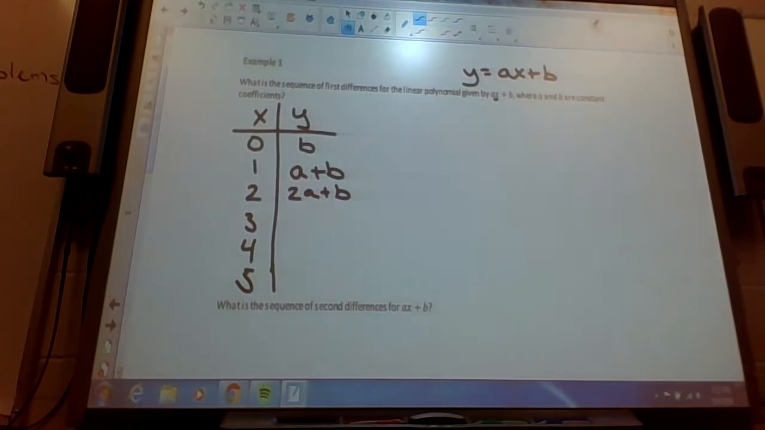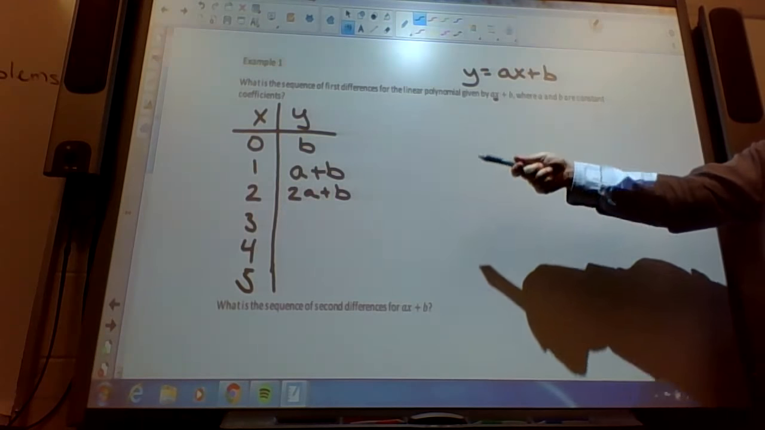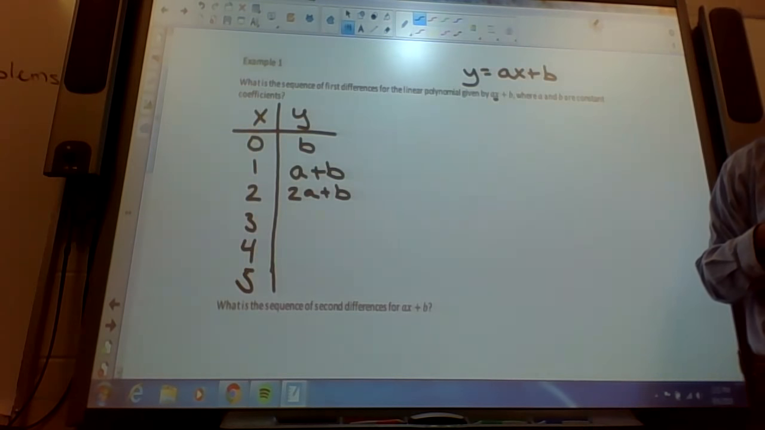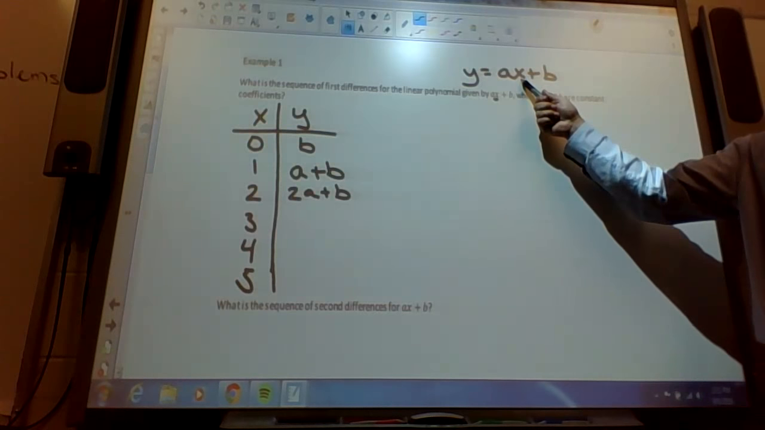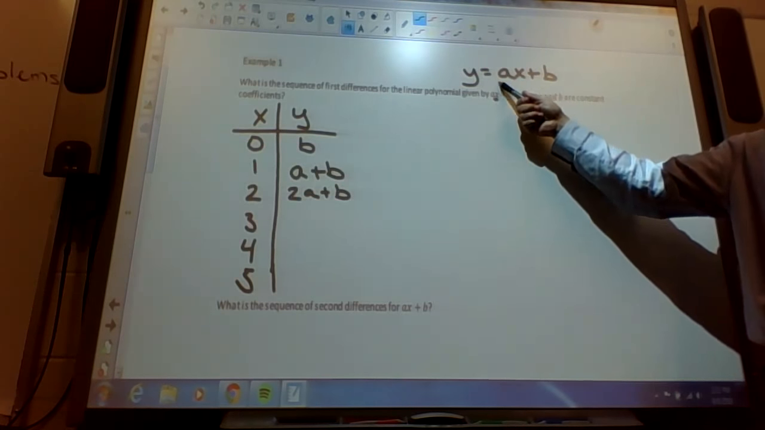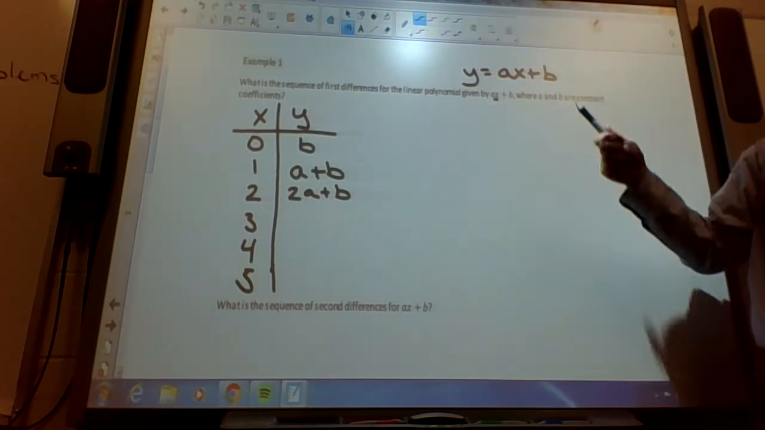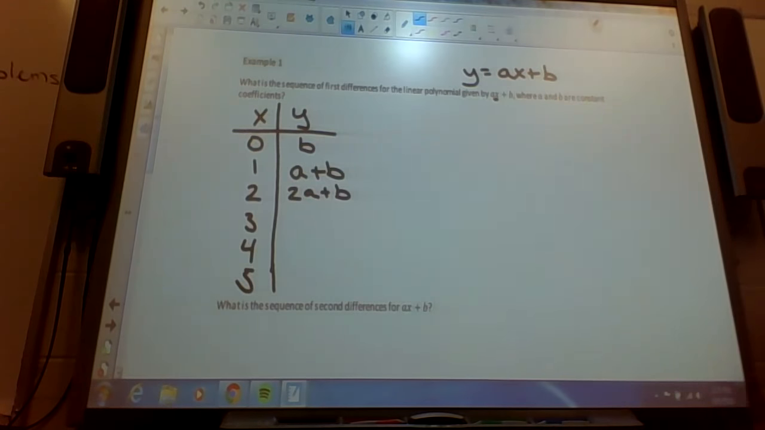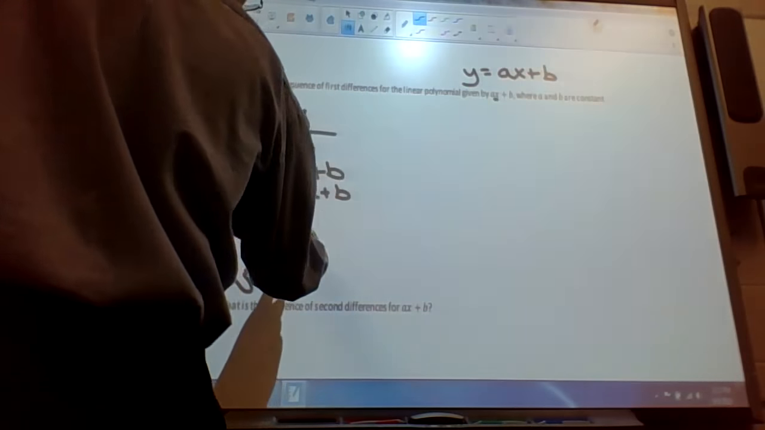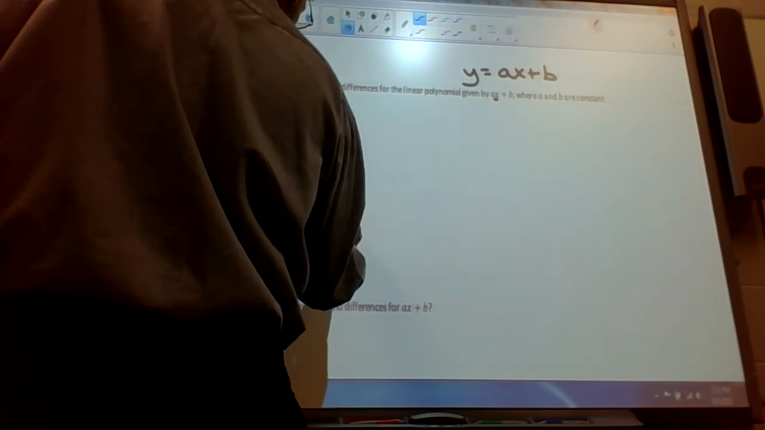Hunter, if x is 3, what would be my y value? So I put 3 in for x. So it's a times 3 plus b. How would I write that down here? 3a plus b. Very good. 3a plus b. And then 4a plus b.